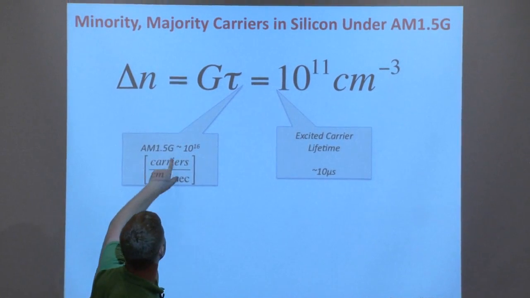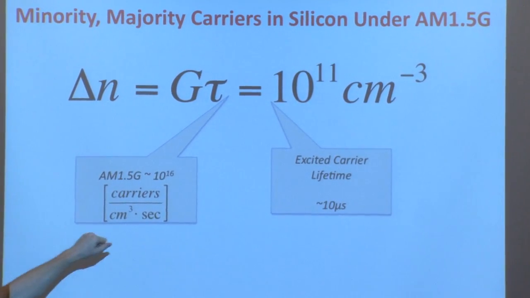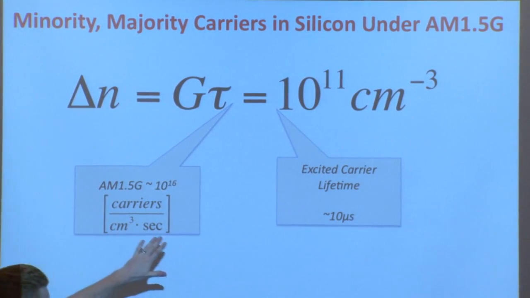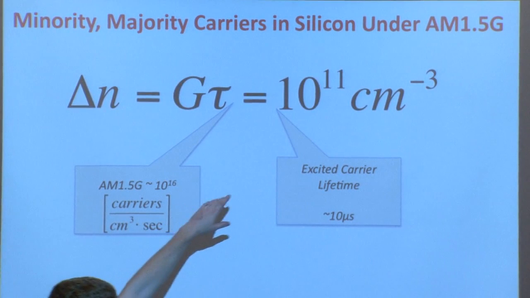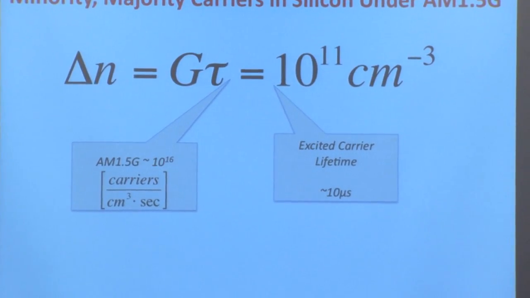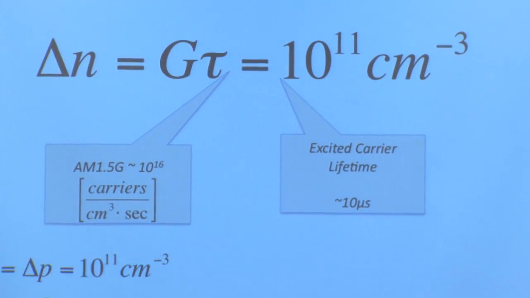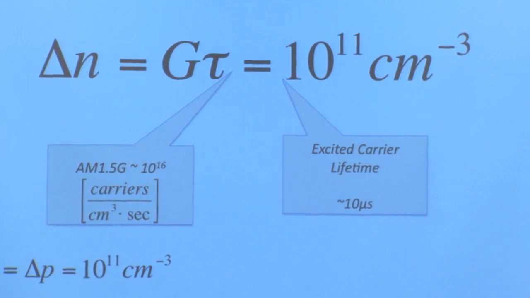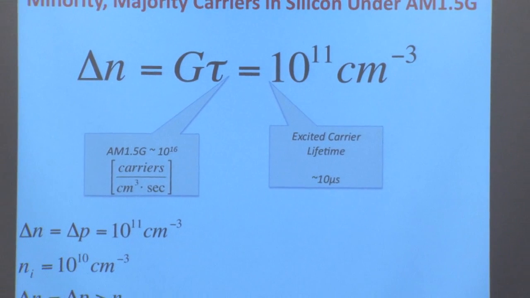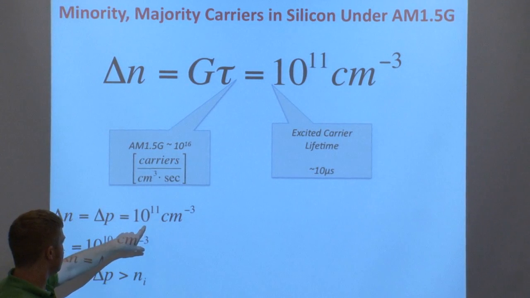So your generation rate is on the order of 10 to the 16. A carrier lifetime for silicon, this is not a great lifetime, but an OK one, is about 10 microseconds. And so as a result of that, you'll get about 10 to the 11 excess carriers per centimeter cubed. And if we compare that, so for every excess electron we make, remember, we also leave behind a hole. So we have a delta N is generally equal to delta P. And that's about 10 to the 11th.